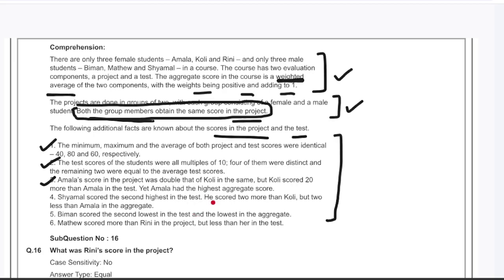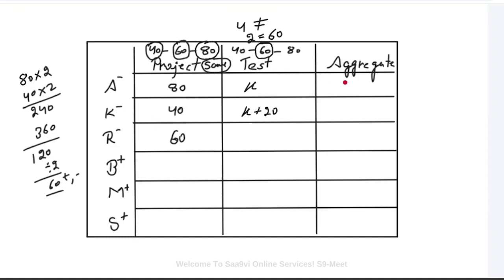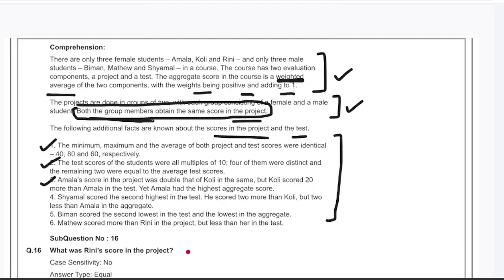Yet Amla had the highest aggregate score. Amla got the highest aggregate score. So if I talk about rank in the high aggregates, she is going to be number 1. It is the highest aggregate score she is going to get. The next line.